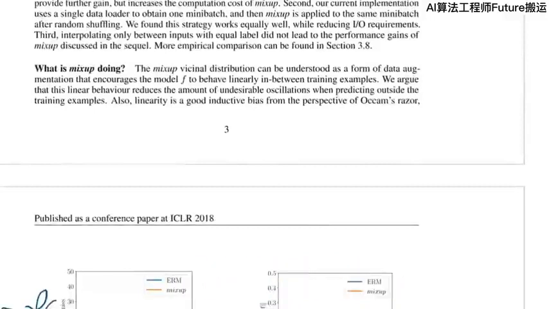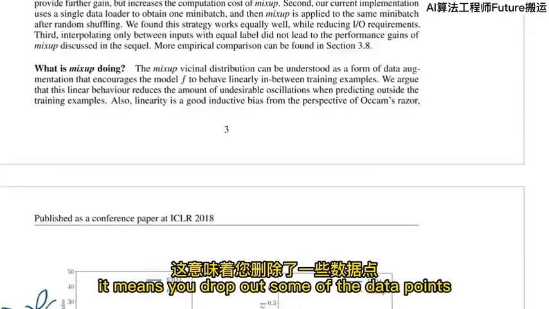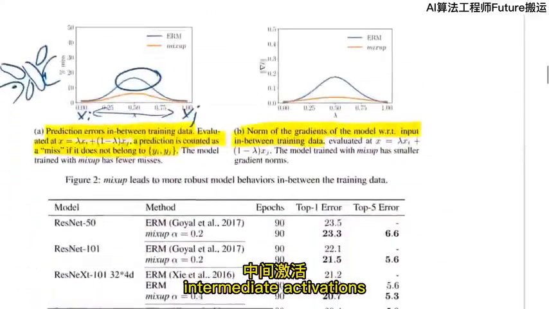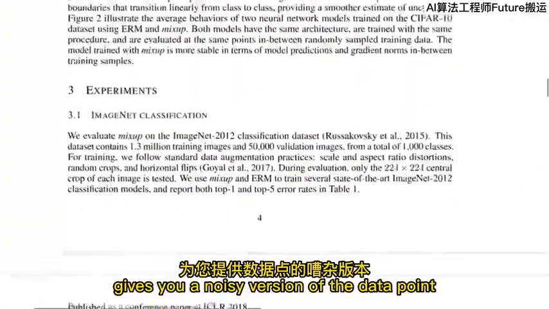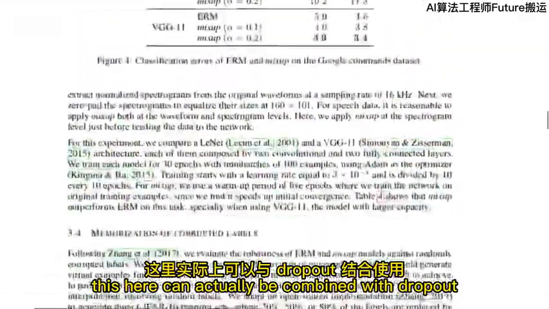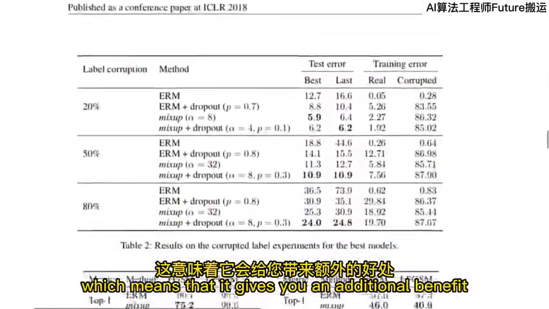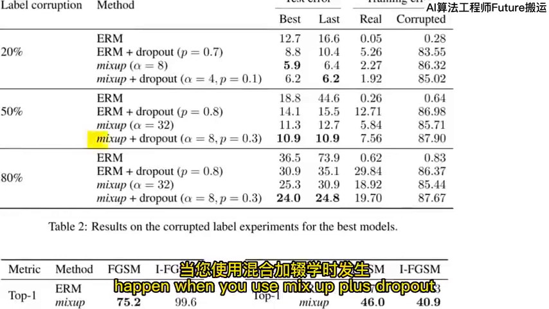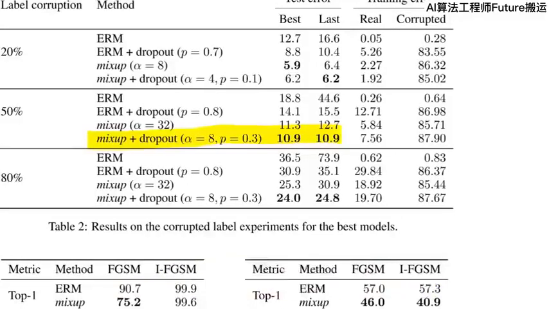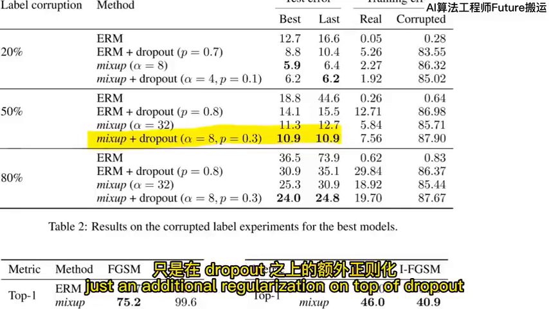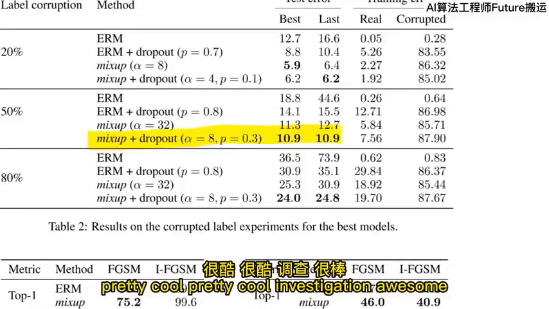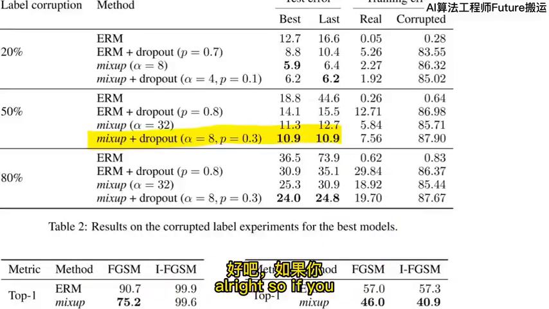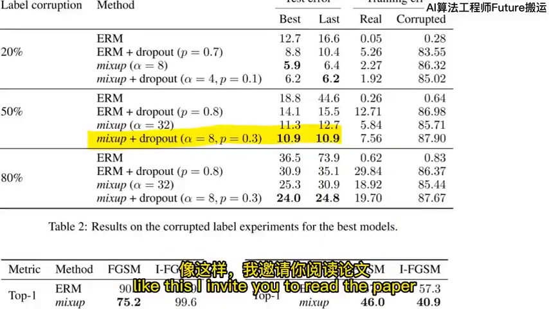Dropout, of course, means you drop out some of the data points in intermediate activations, and that sort of gives you a noisy version of the data point. This here can actually be combined with dropout, which means that it gives you an additional benefit. You see right here, most of the best numbers happen when you use Mixup plus dropout. So it seems to be just an additional regularization on top of dropout. Pretty cool investigation also. All right, so if you like this, I invite you to read the paper.